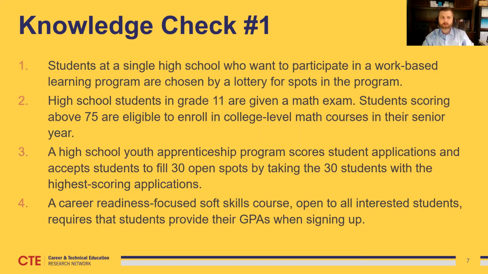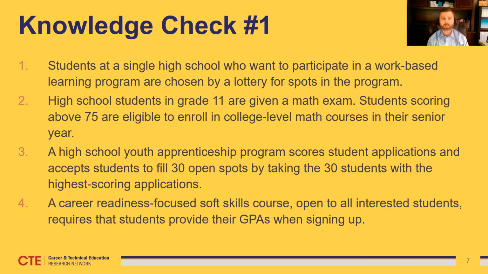Scenario number two: high school students in grade 11 take a math exam. Students that score 75 or higher are eligible to enroll in college level math courses the following year. So here, this does seem to be an excellent candidate for applying a regression discontinuity, right? There's a cutoff score here of 75 or higher. It's on a math exam that students have to take a year in advance of the treatment. So this does look like a pretty good scenario for thinking about a regression discontinuity.